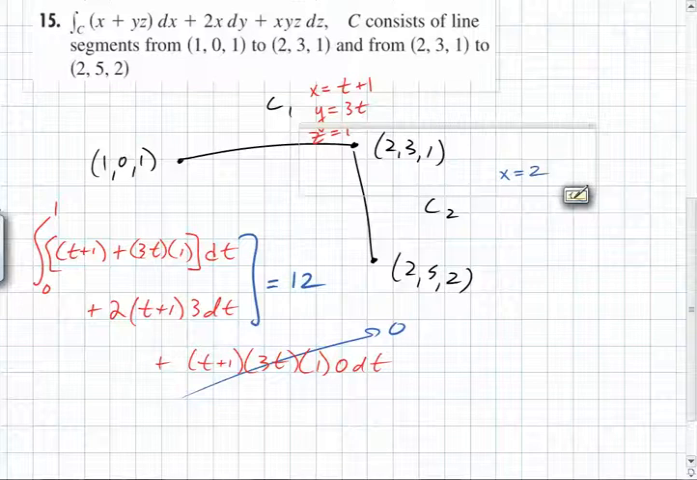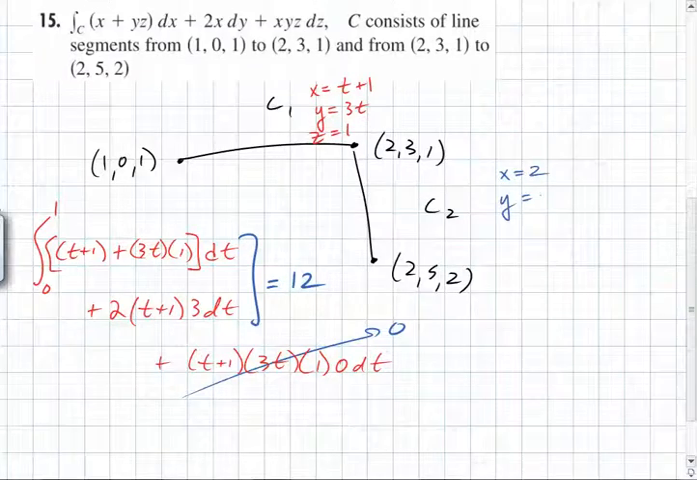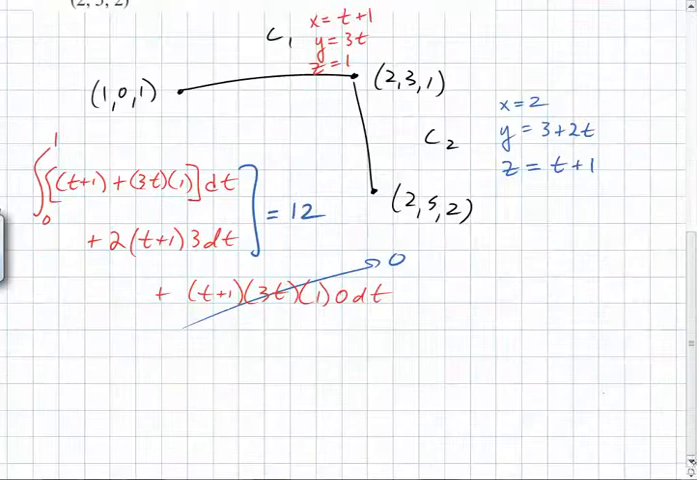So what is y going to be? 3 plus 2t. I like 3 plus 2t. That's cool. You absolutely can do that. Because now you're going from 0 to 1, right? You like going from 0 to 1? And what's z going to be? Just t plus 1. So what's our integral going to evaluate?